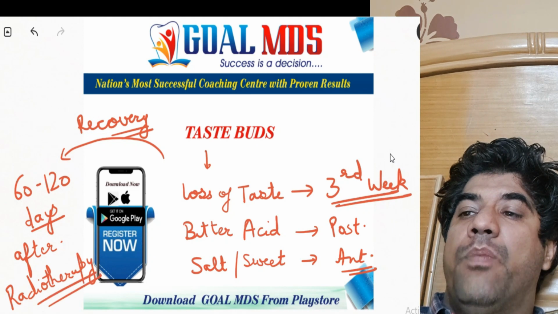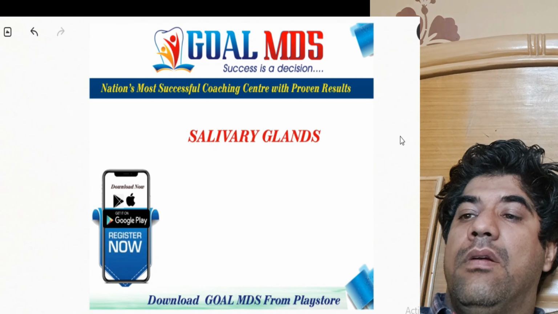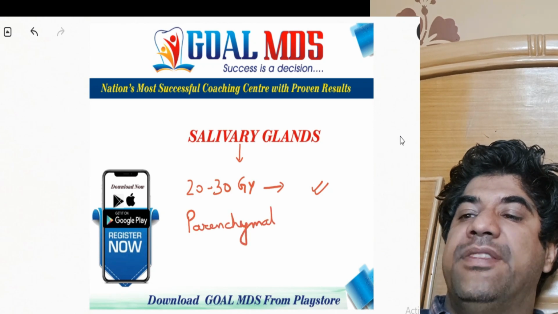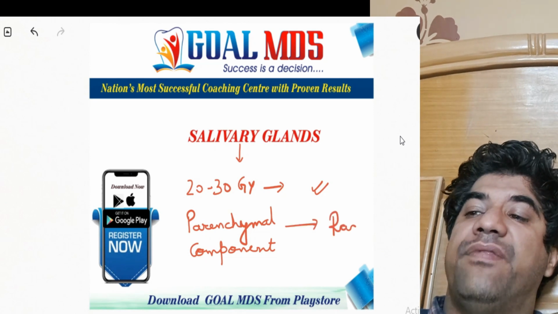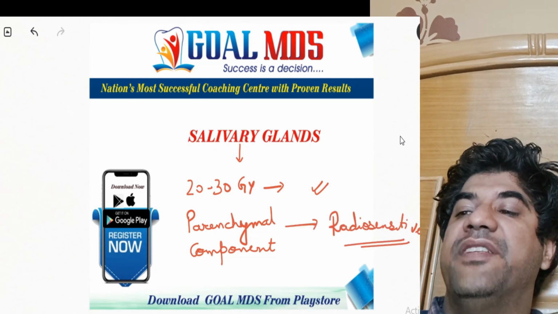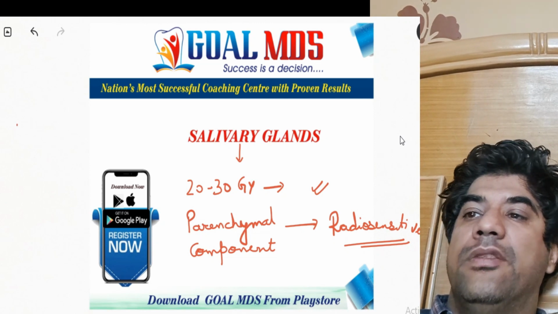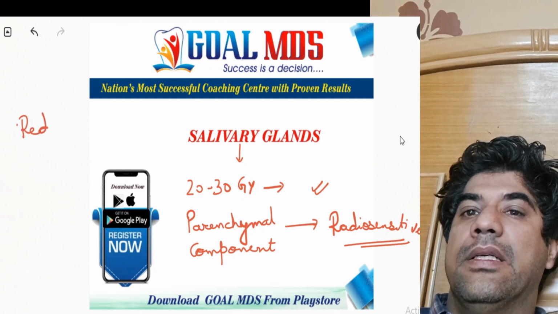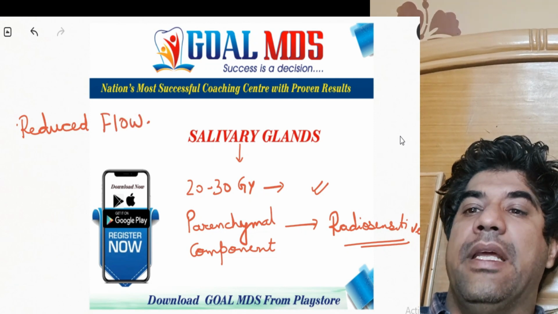Remember, the parenchymal component of the salivary gland is radiosensitive. The parotid glands are more radiosensitive than the submandibular and the sublingual. So what patients feel is loss of salivary secretions during the first week after the initiation of radiotherapy. This reduced flow of saliva is dose dependent, and it reaches 0 at 60 Gy.